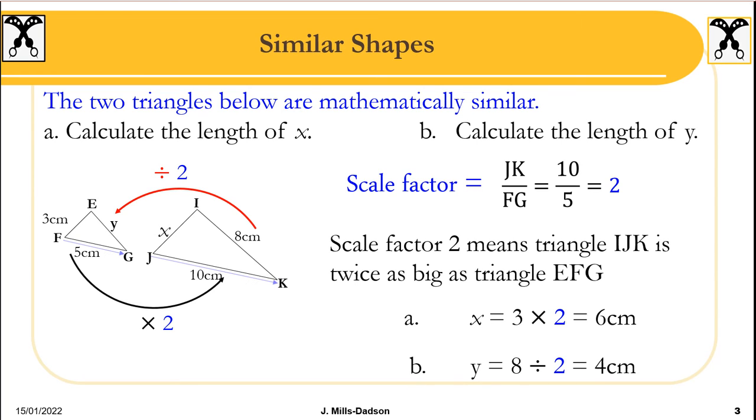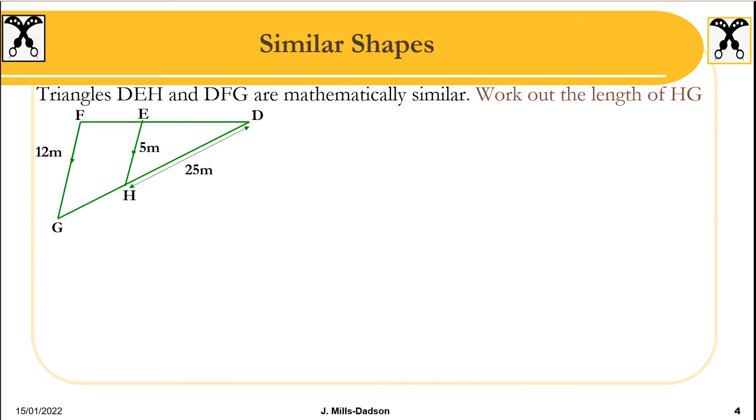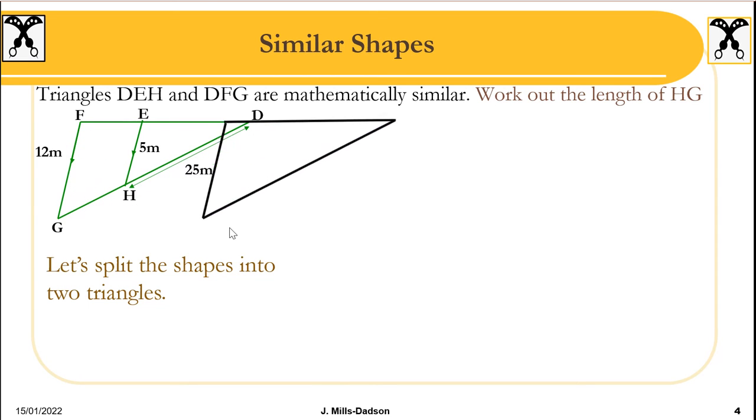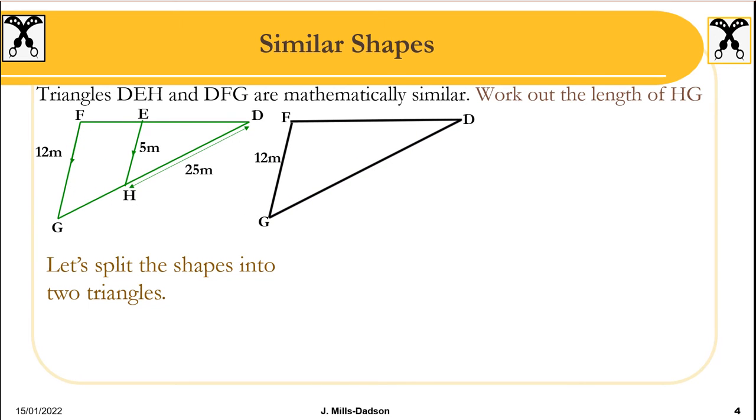So this is the basic exam question you could ever have. Now, the next exam question that you could see in your exam is when they combine the similar shapes. Here, DEH and DFG are similar. We have to work out HG. And you realize that HG is part of DG. It's best to split this into 2 triangles. So you move the bigger one and the smaller one.